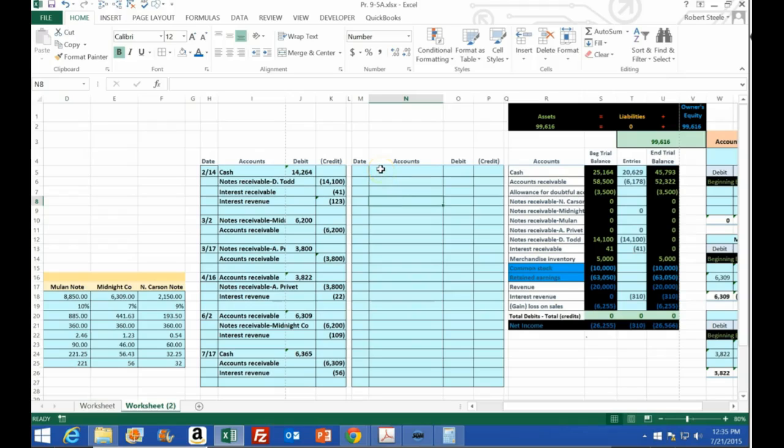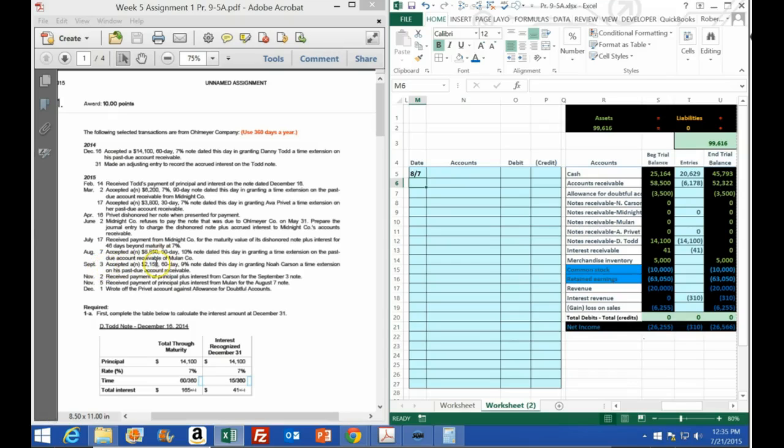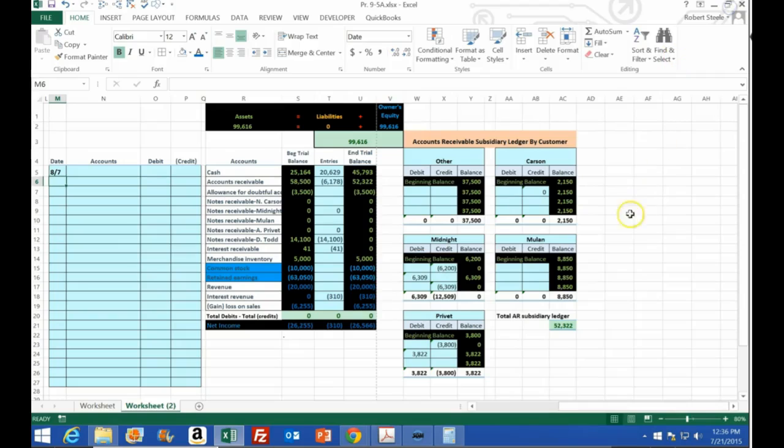And we can post a few more of these transactions here. On 8/7, accepted an 8850 90-day 10% note dated this day in granting a time extension on the past due accounts receivable from Mulan. All right. So Mulan over here is in the receivable, and we could say that owes us the 8850. That's included in here. We need to make that go down, and we're going to say that we're putting it into a note. So once again, they didn't pay us. We're going to say that's fine. We're going to have you sign a note, and we'll just charge you interest on it, and that's how we'll deal with it.